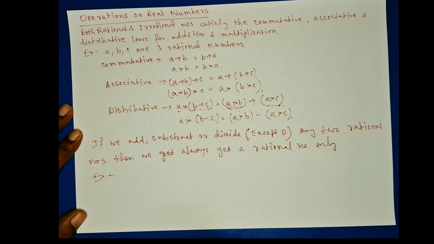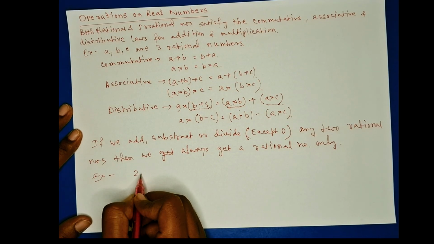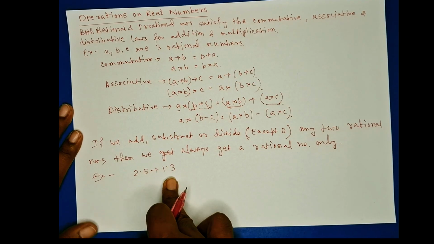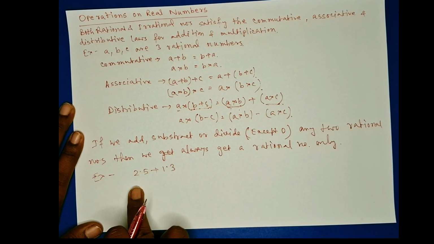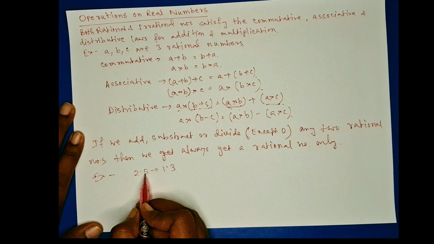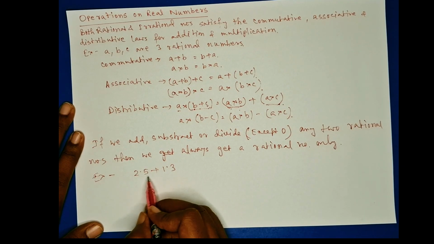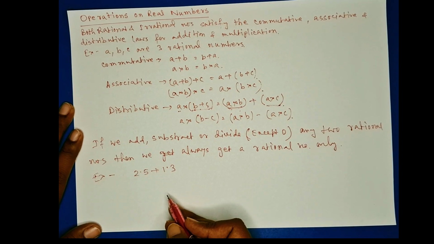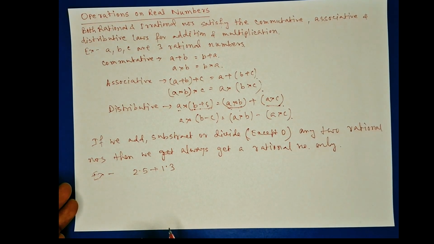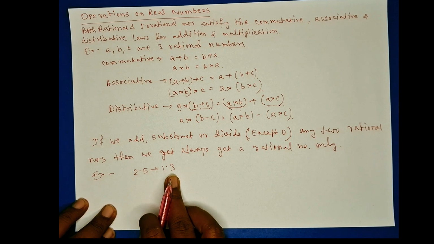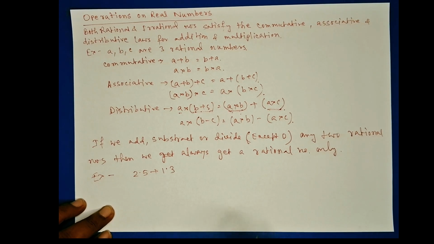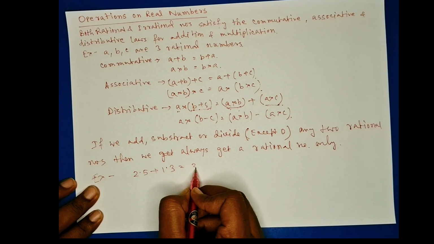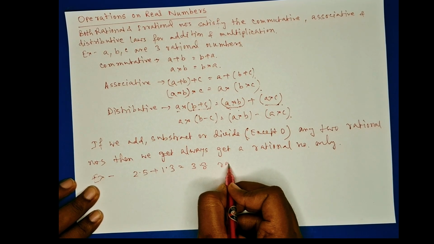if we add two rational numbers, like 2.5 and 1.3, these two are rational numbers. How can we say that these two are rational numbers? After the decimal point, the digits are terminating, or if they don't terminate, they are recurring, then also this will be called a rational number. So if I do the addition, I get 3.8, this is rational.